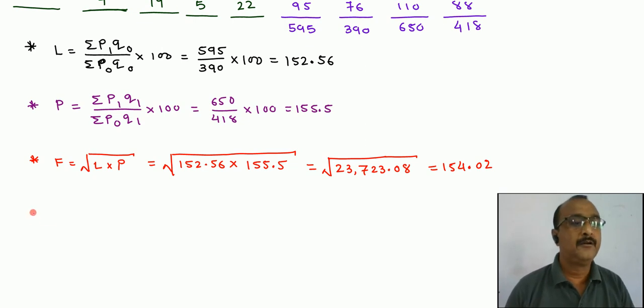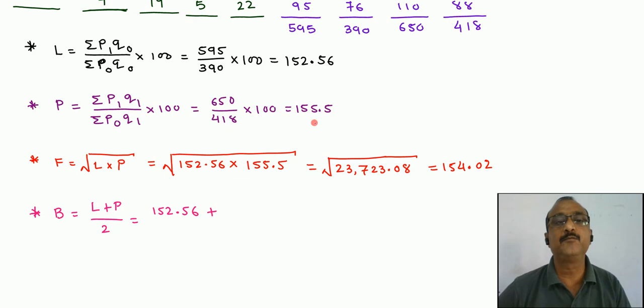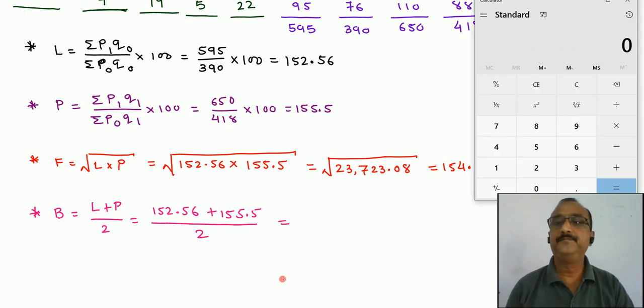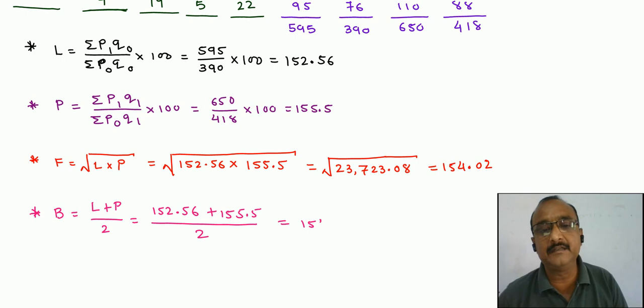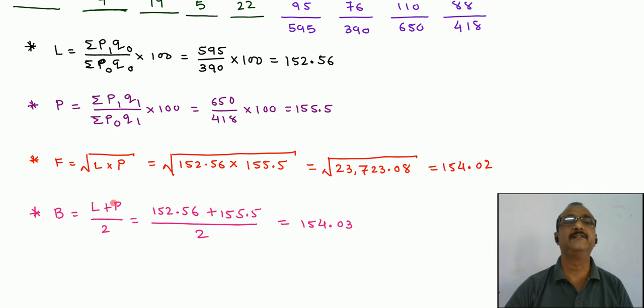Now Bowley's index number, denoted by B. It is the arithmetic mean: L plus P by 2, which equals 152.56 plus Paasche's index number 155.5 divided by 2. Direct answer is 154.0. Okay. Last pair: Fisher and Bowley, same as Marshall-Edgeworth.